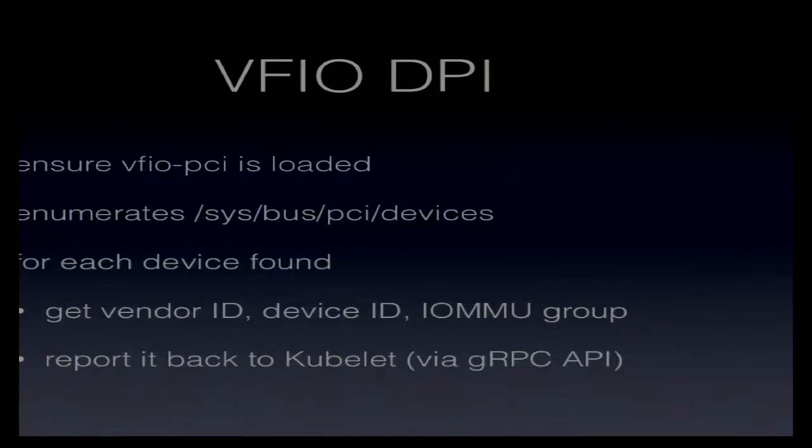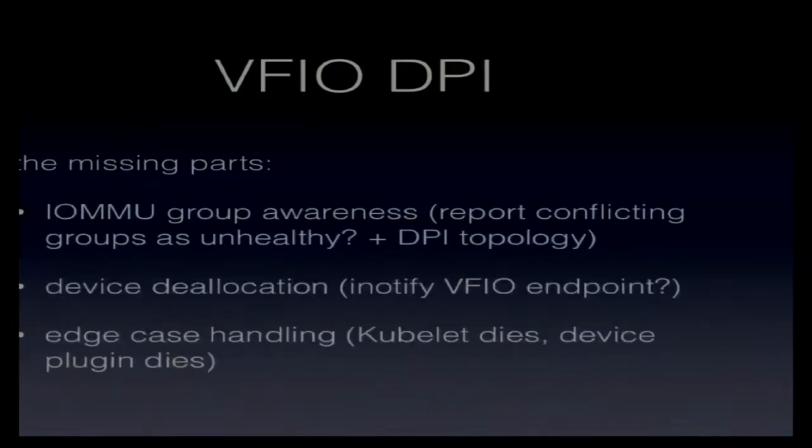The next part is the device tree, at least for PCI, is nicely exposed under sysfs. So we can just traverse the path you see, like sys bus pci devices, and get some info about each device there. So you can get the vendor ID, device ID, and the IOMMU group. And then there's just the gRPC part where it's reported back to kubelet. That is what we have.